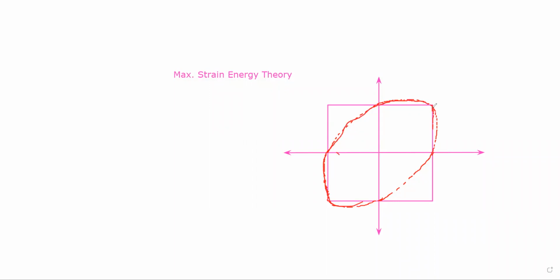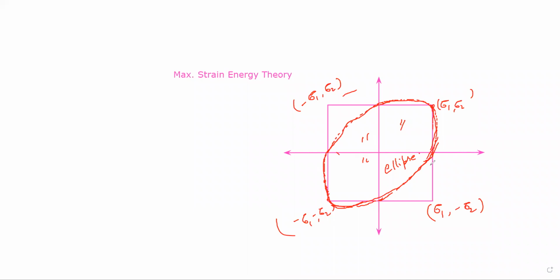You can draw it neat and clean. I don't think there is an option of drawing an ellipse using the board that I'm using, so you can draw it perfectly. This ellipse represents the distortion energy theory. This point is minus sigma 1, plus sigma 2. This is minus sigma 1, minus sigma 2, two quadrants. This is sigma 1, minus sigma 2. So this is the ellipse. As long as you are within this ellipse, the machine element will not fail.